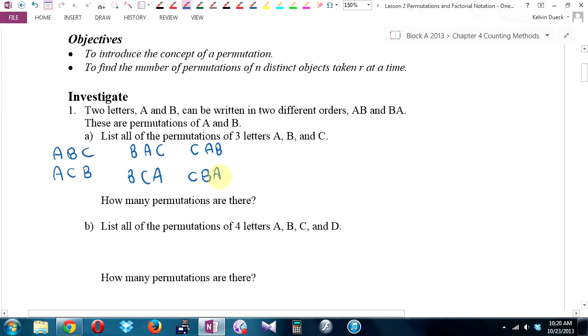How many permutations of three letters are there? 6. What we want to try and figure out is can we come up with that number, 6, without actually listing them all and writing them out? Okay, so how many are there?